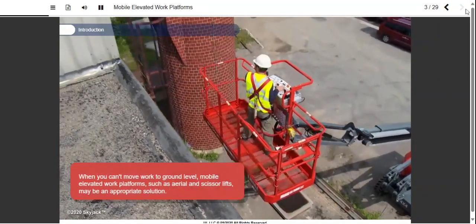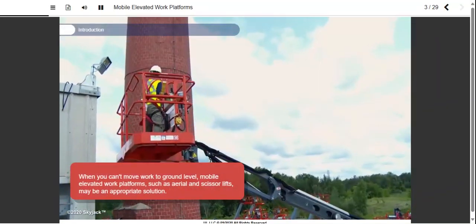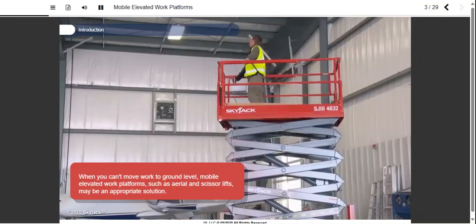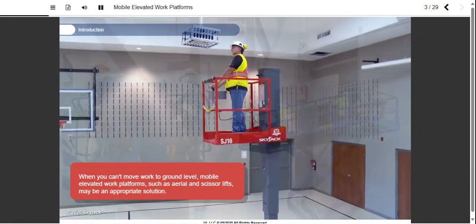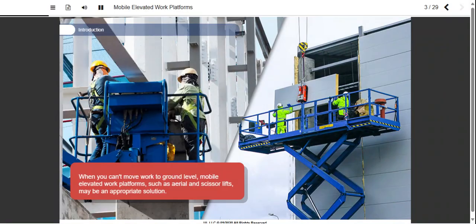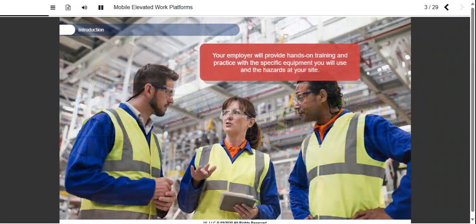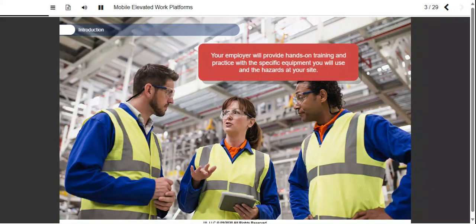When you can't move work to ground level, mobile elevated work platforms, such as aerial and scissor lifts, may be an appropriate solution. Each type of platform has its own unique characteristics and safety strategies of which you need to be aware. You'll receive hands-on training about the site and specific equipment you will use from your employer, but this course will lay the groundwork by giving you an overview of some universal considerations for mobile elevated work platforms.